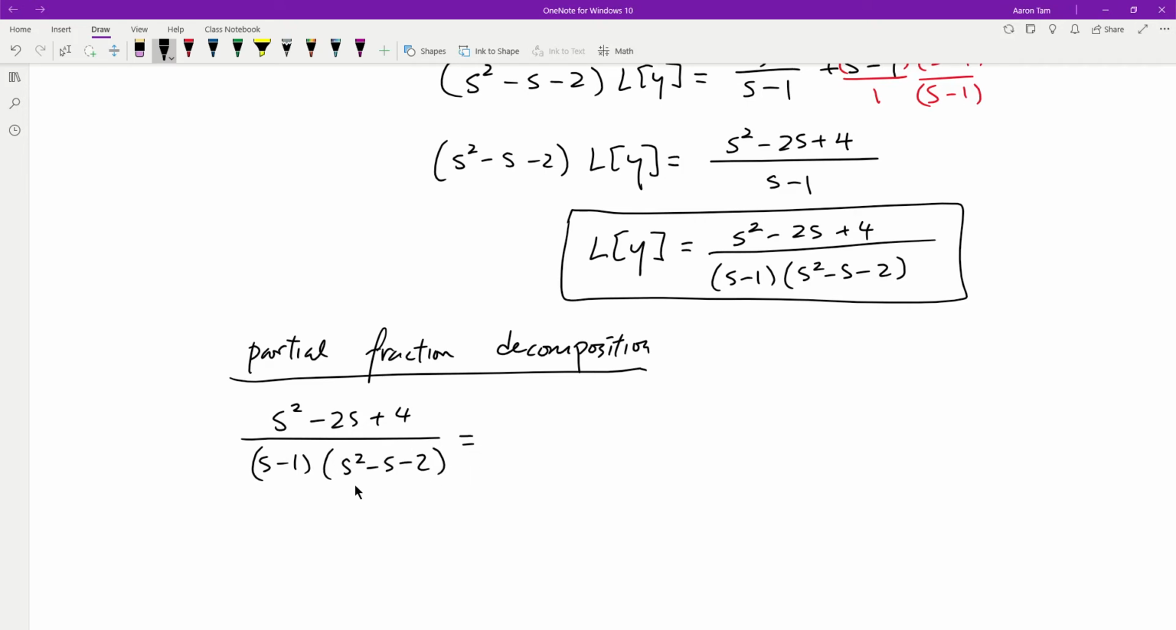So notice s squared minus s minus 2 can be factored. That actually factors to s minus 2 and s plus 1. So therefore, this fraction will have 3 partial fractions. So I'm going to list them. You'll do this: a over s minus 2 plus b over s minus 1 plus c over s plus 1.